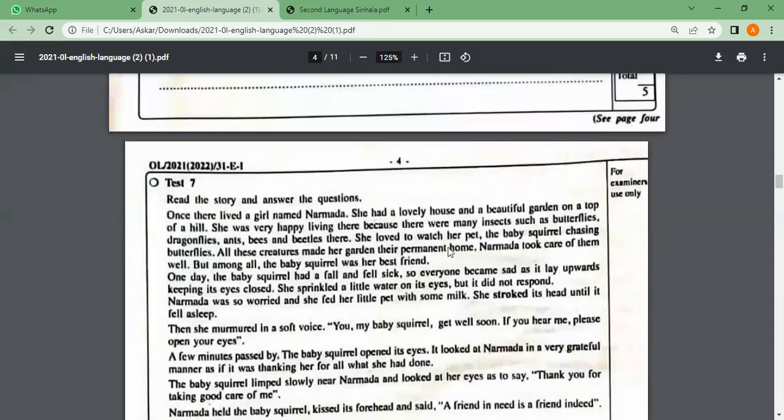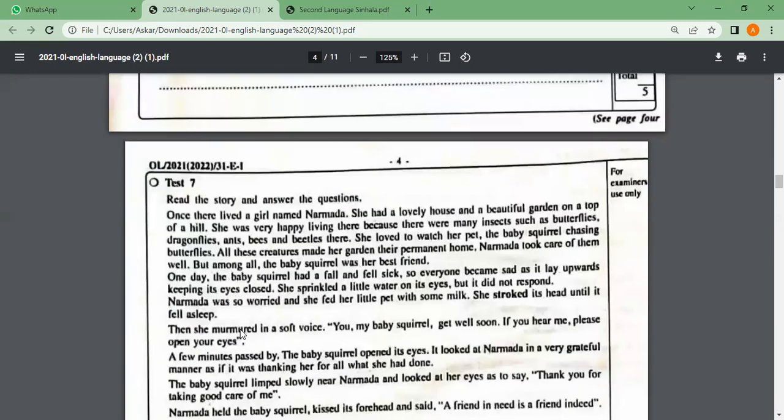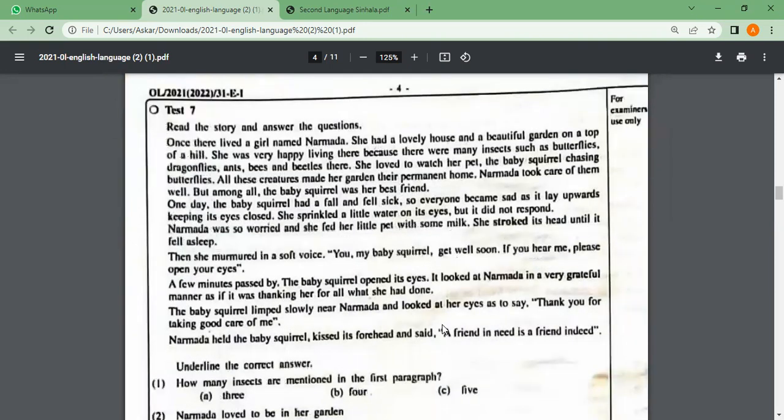But why did she love to watch her pet baby squirrel chasing butterflies? To see her pet running behind butterflies. Narmada fed her sick pet with some milk, I think. Fed her little pet with some milk.